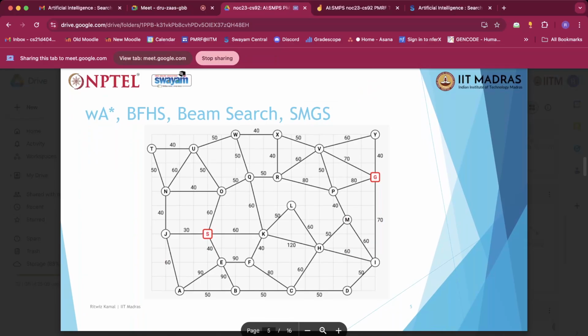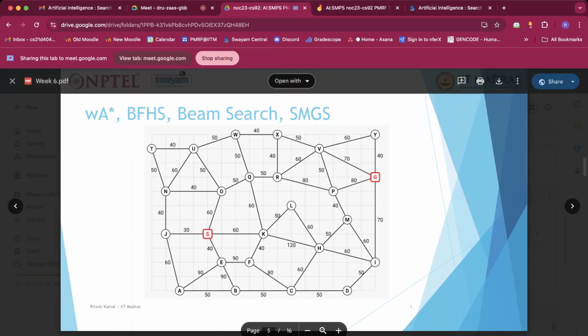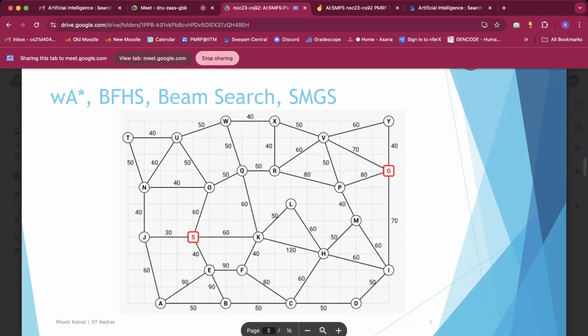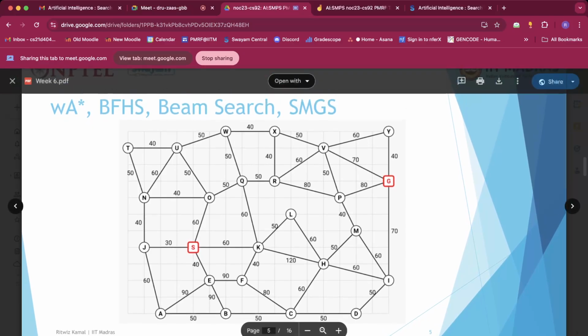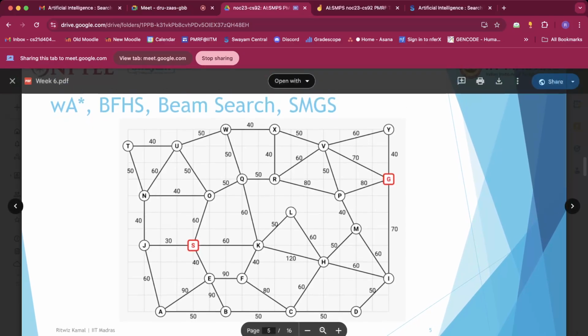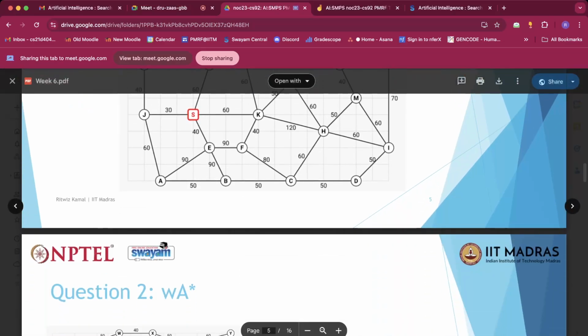So let's move ahead to the next few questions, which will be based on the same map that we have been using for the last couple of weeks in the live sessions. Here we are going to look at four different approaches. One would be WA star, one would be BFHS, one would be beam search, which we also covered in one of the previous live sessions, and then we would look at SMGS. So let's start with WA star.